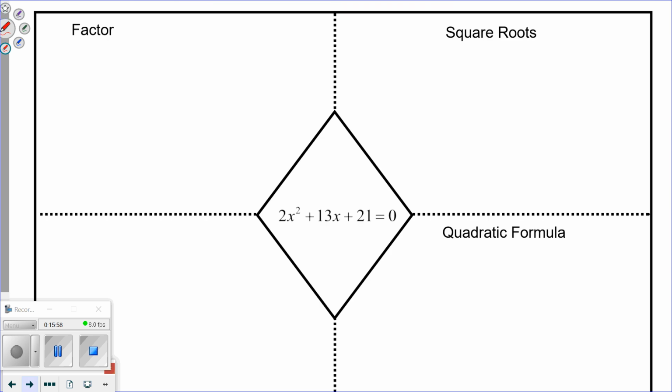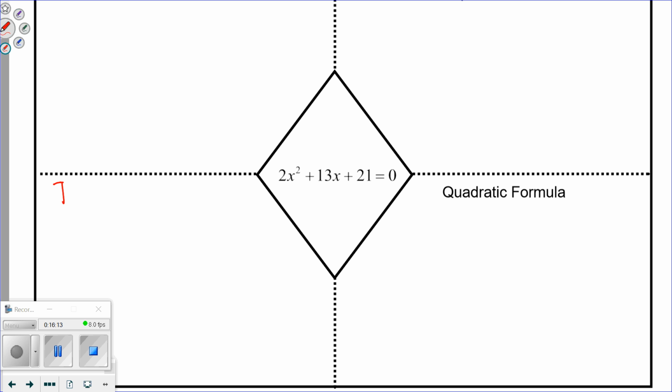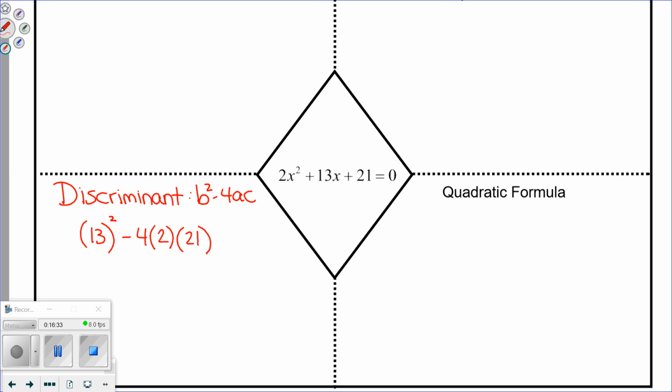All right. 2x squared plus 13x plus 21 equals 0. It's already set equal to 0, so that's good. All right, what should we do first? Let's do the discriminant. Let's check and see if it'll factor. So my b value is 13 squared minus 4 times 2 times 21, and what do we get?